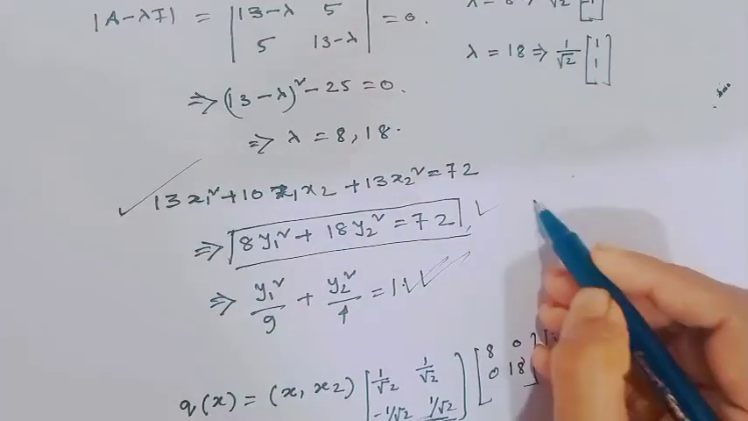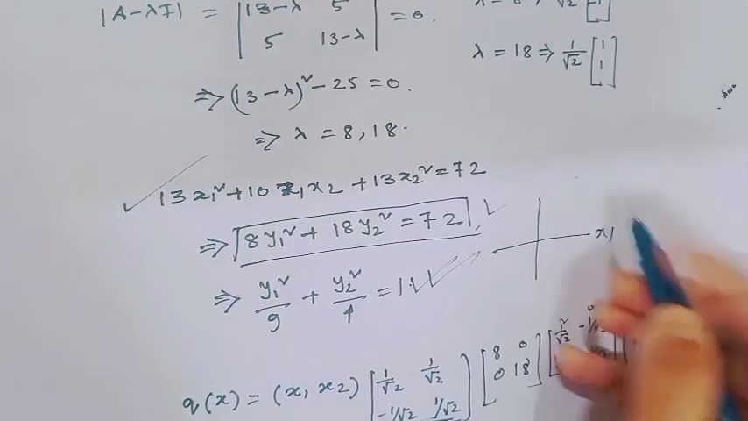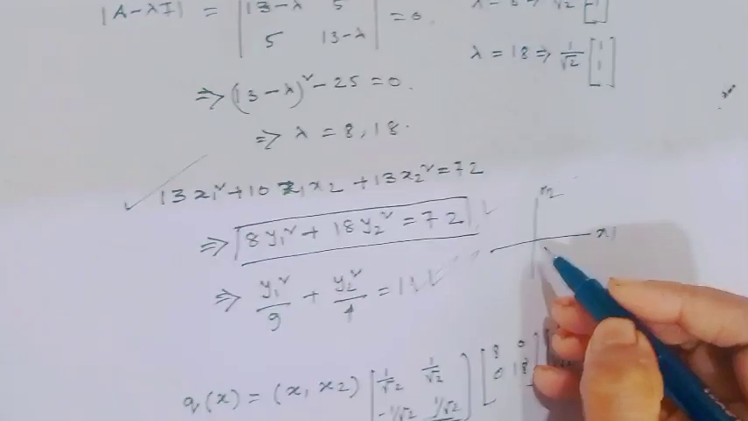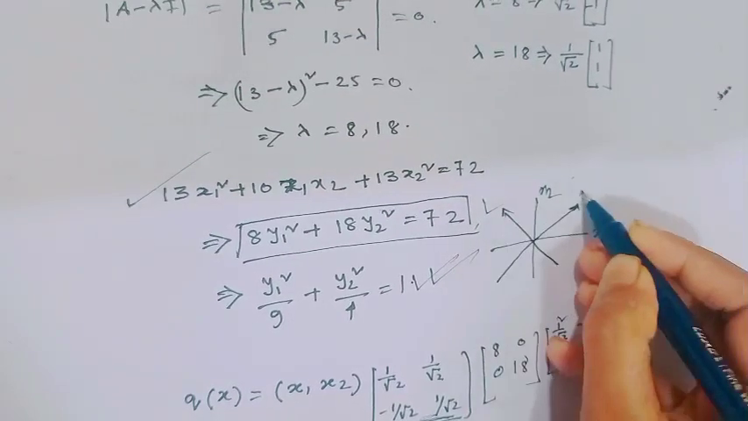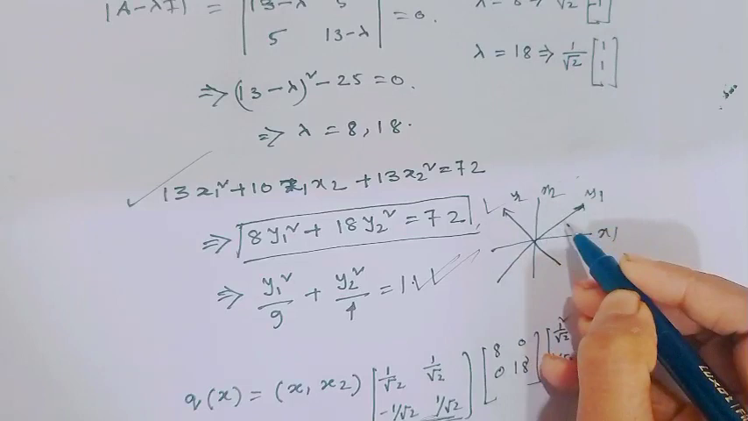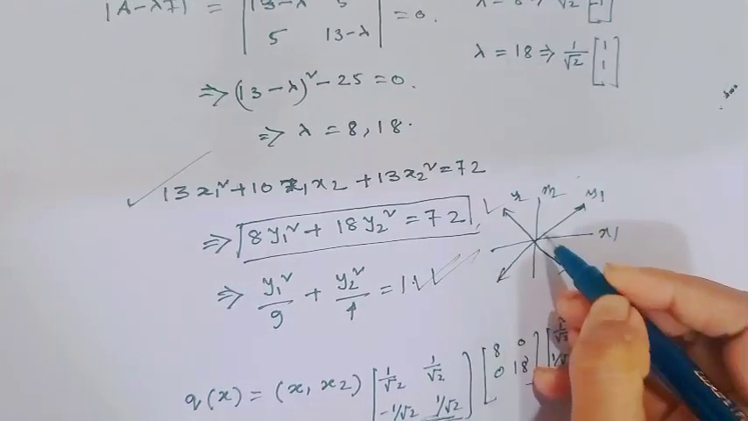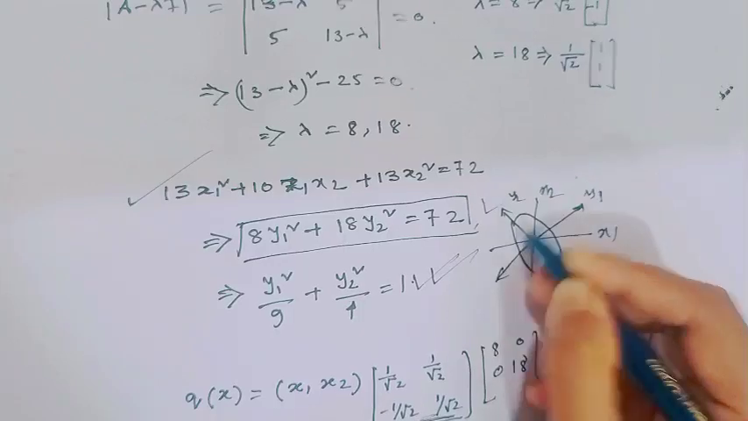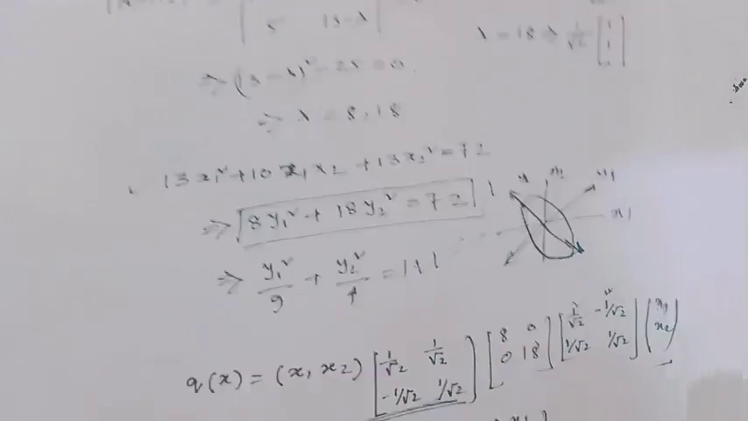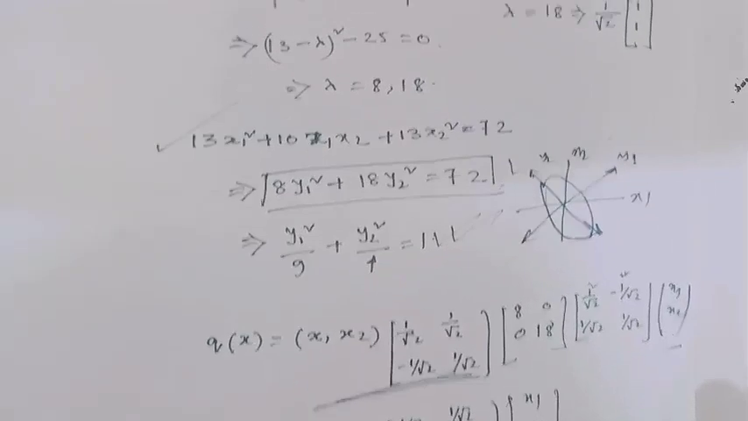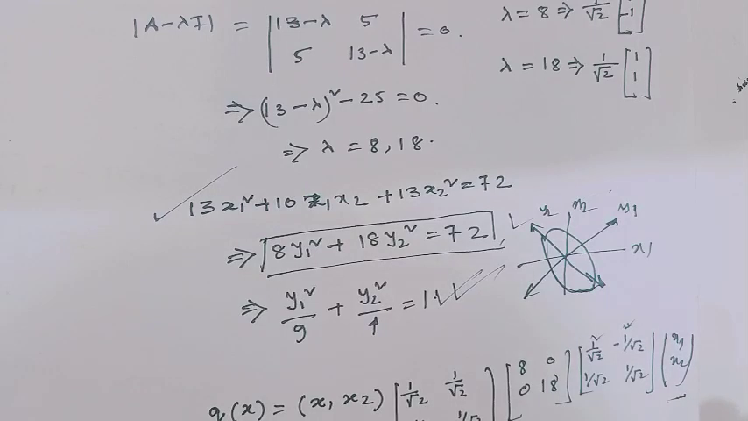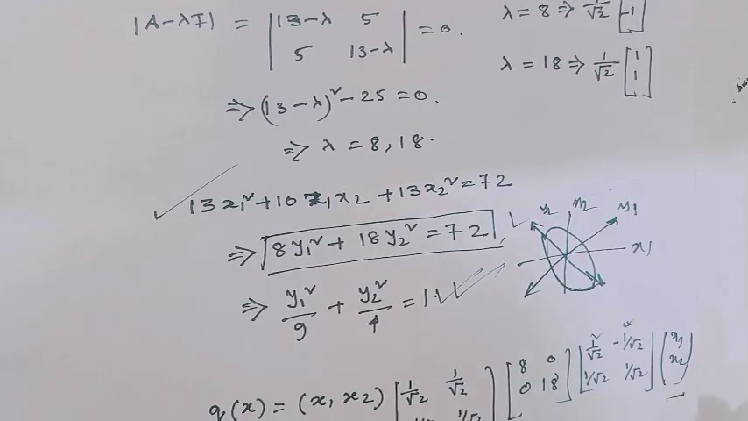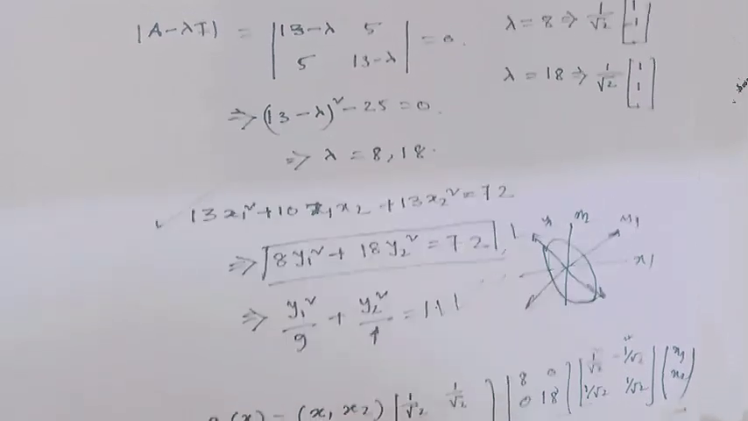And the actual picture is this: this is x1, x2, and consider this eigenvector y1 and this eigenvector y2. With respect to these two eigenvectors, this is represented as an ellipse. I hope all my viewers have understood this type of concept. Actually, I have defined it elaborately in my previous video. So I highly recommend that if you have not seen my previous video, you first see it.